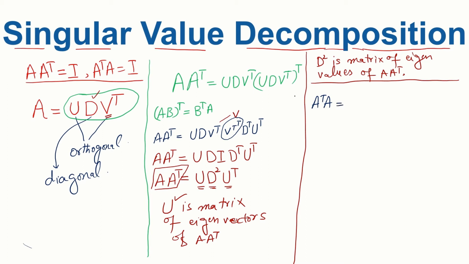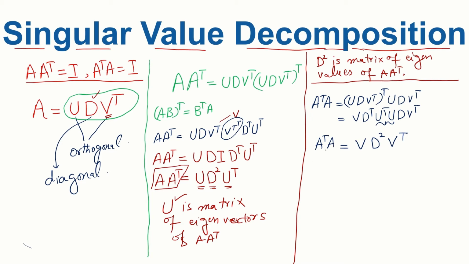If we multiply A transpose with A, we get U D V transpose, transposed, times U D V transpose. And according to the same argument, this will give us V D transpose, U transpose, U D V transpose. The U transpose U becomes identity, D transpose and D, being diagonal, become D square, and we have V D square V transpose. Again, A transpose A is also a positive semi-definite matrix. Maybe a different matrix; A A transpose and A transpose A may not be the same.